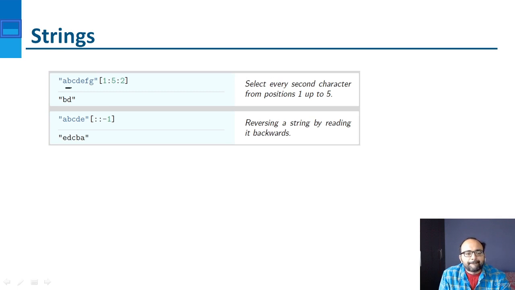Next one is this is a string, and we are considering starting from the index number 1 up to less than index number 5 and incremented by 2. How we can actually reverse the entire string: because the step size is -1, it will decrement.